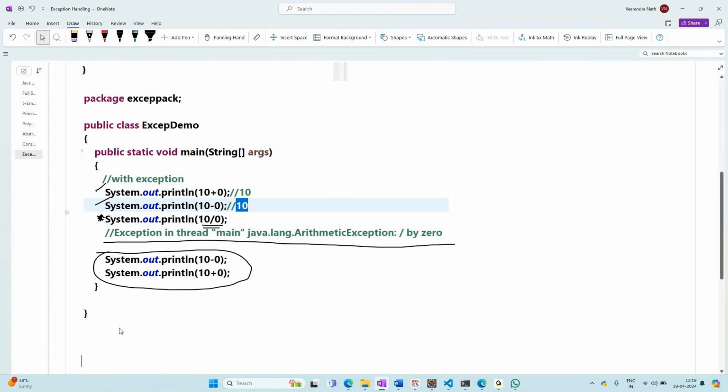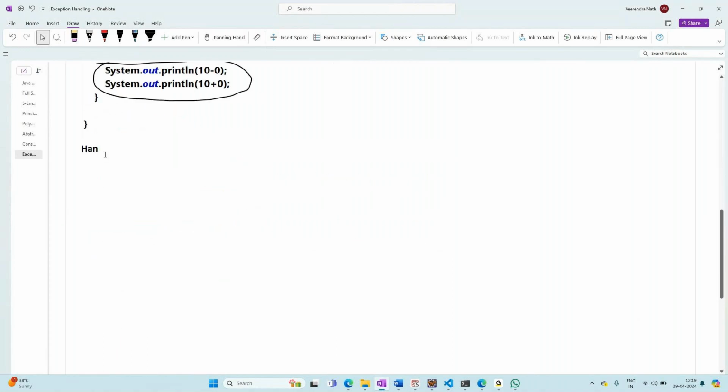Now how will you handle the errors? What are those errors? Runtime errors basically. In Java we can handle the errors using the below keywords and blocks.